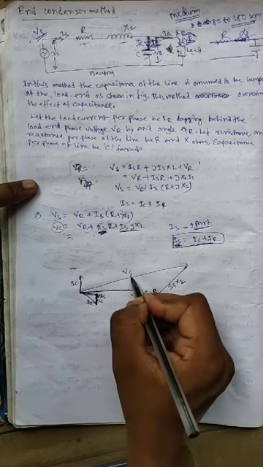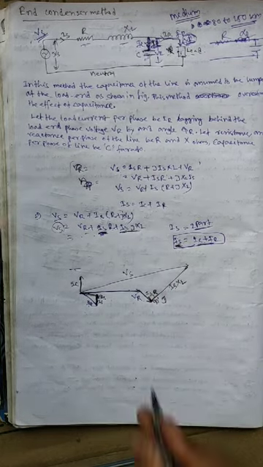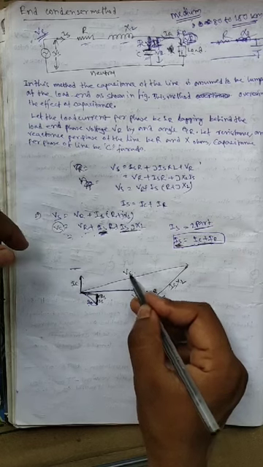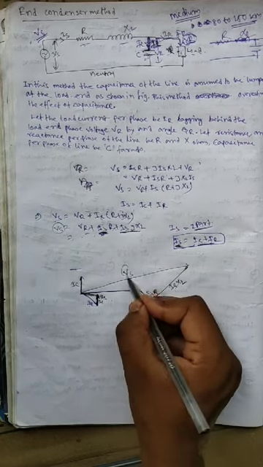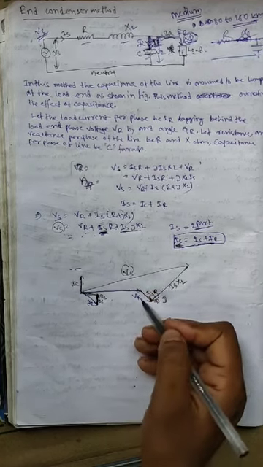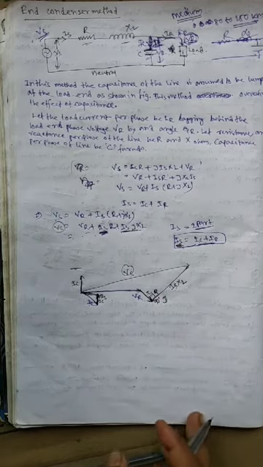This is the sending end voltage. We also get the Vs by the phasor diagram. This is the sending end voltage.